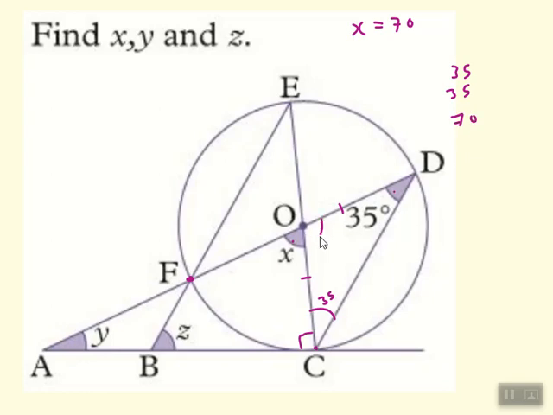So this angle here must be 180 take away 70. That's 110. So then X is on a straight line with that 110. So X would equal 180 take away 110, which is 70. Okay, that's two ways to find X. Okay, so how do we get to Z and Y? So that's 90 degrees there.